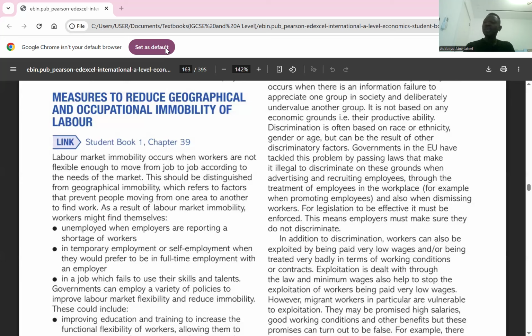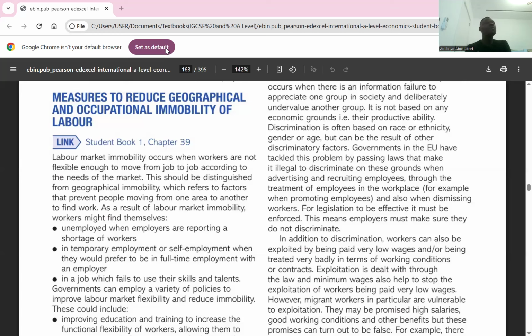And the third one, in a job which fails to use their skills and talents. So some people will be in a job where they won't be able to use their skills and talents. Just imagine me, I studied finance in the university and I have an MBA in administration. Then you put me in a chemist, maybe in a pharmacy. What do I do there? There's nothing that I can do there. Because I don't have the skills that are needed at that point in time, whatever I do there, I'm not going to be able to use my skills. So these are what labor market immobility will bring about.